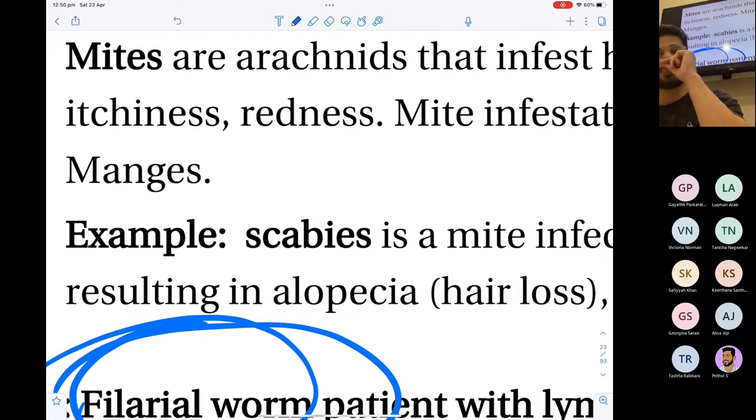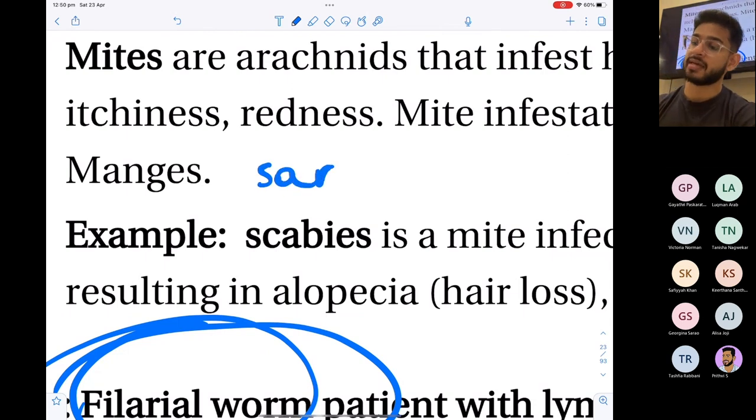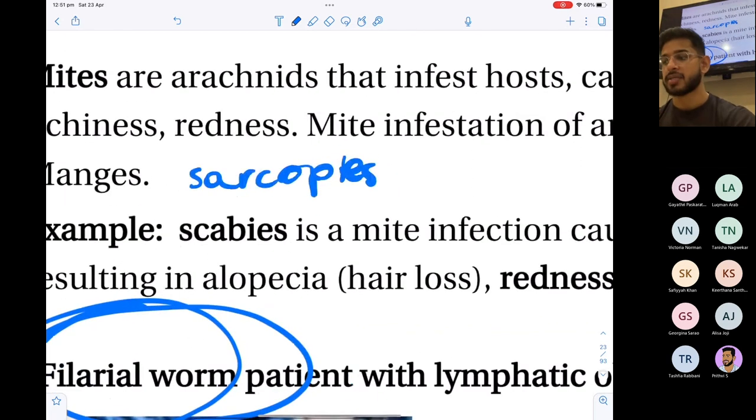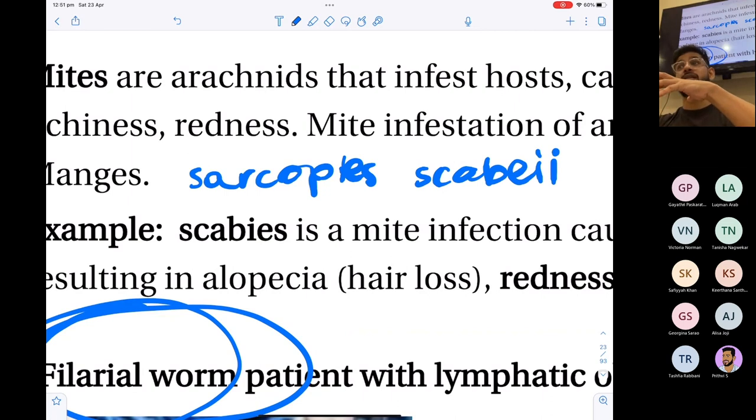Now, this is caused by a mite. And the name of this mite is Sarcoptes scabiei. You don't need to know the name again. Like I said, you only need to know names of diseases and the general causative agent. Is it a bacteria, virus, etc.? You don't need to know the names. But Sarcoptes scabiei is this mite that burrows into the skin and causes those little sores.